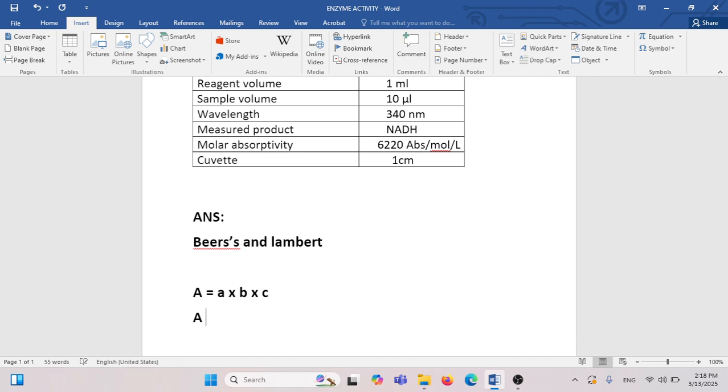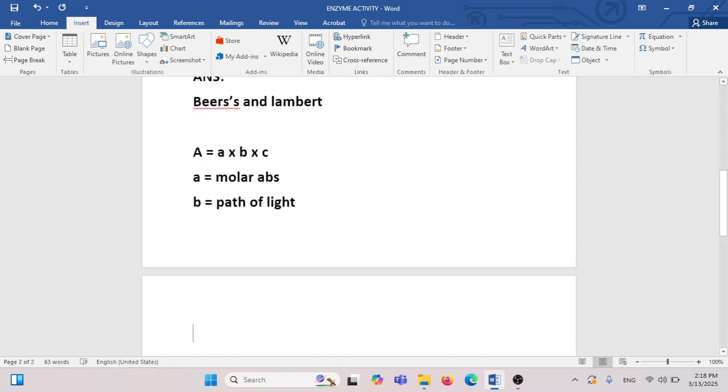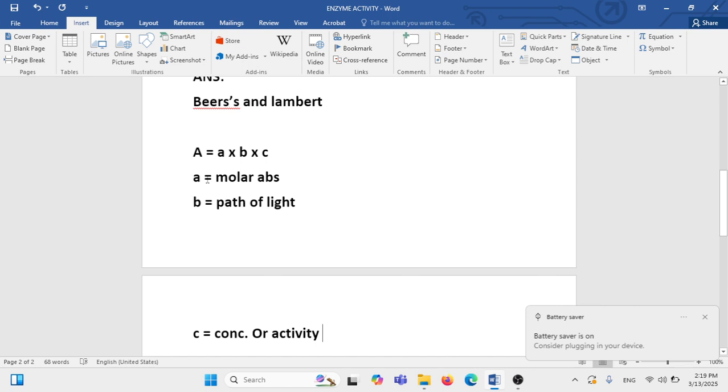So this big A is the change in absorbance, this small a is the molar absorptivity, small b is the path of light, and C is the concentration, or in the case of an enzyme, the activity. Here we have the change in absorbance in the table, the molar absorptivity is in the table, and the path of light is in the table. C, the activity, we have to calculate.